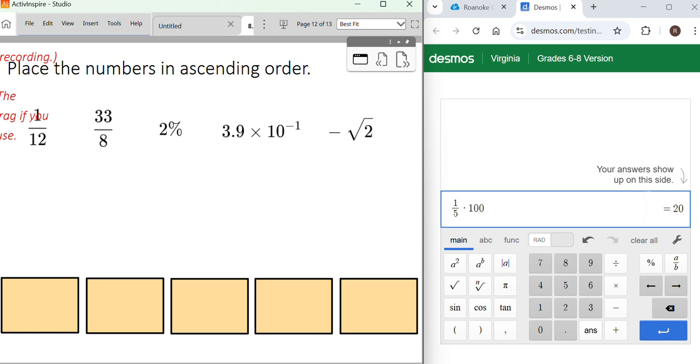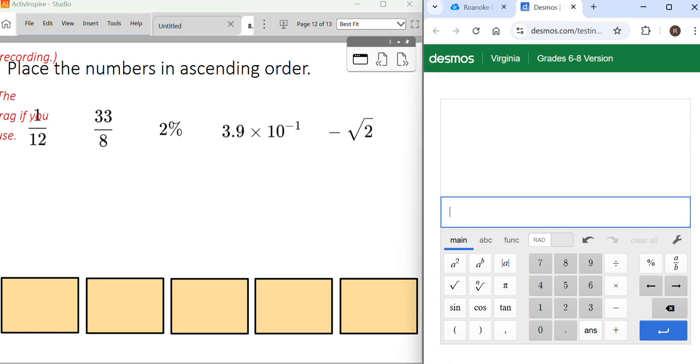Now let's go ahead and look at this last one. What all that red writing says is, Ruby, please remember to delete this, but I did not, so I'm just going to leave it there. This says place the numbers in ascending order, which means going up. So that means we're starting with the smallest and we're going to the biggest.